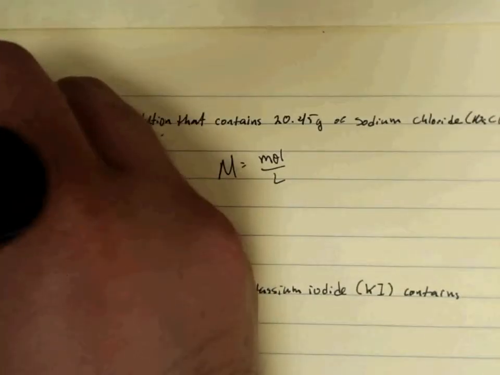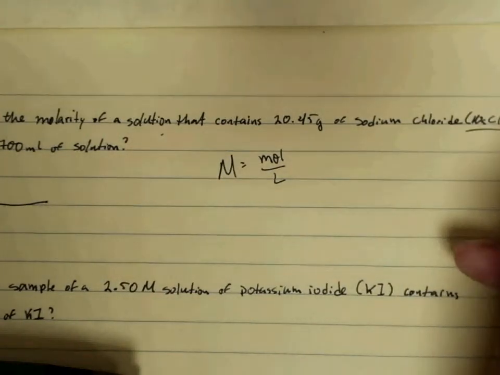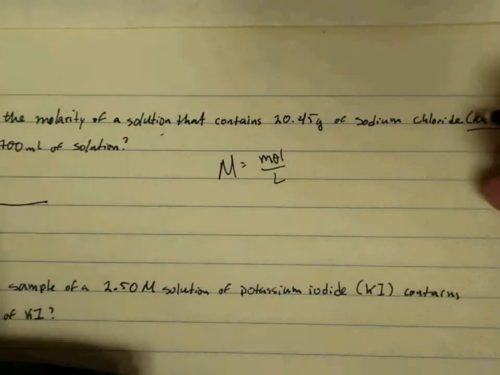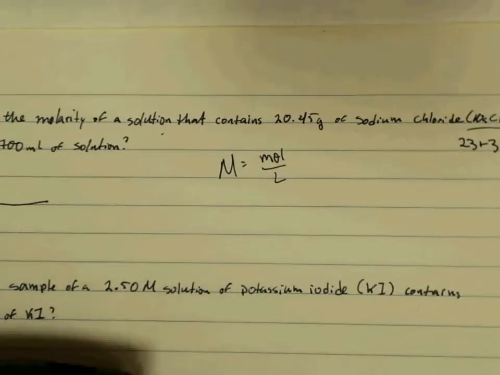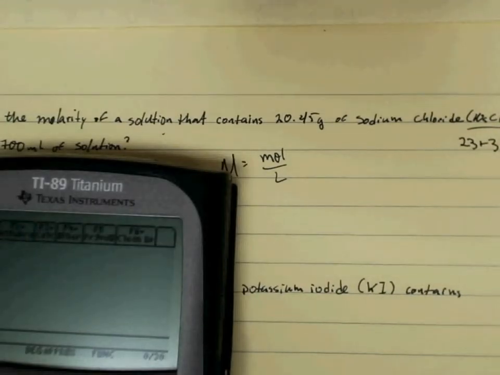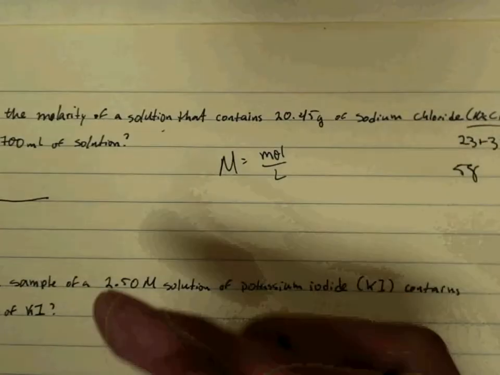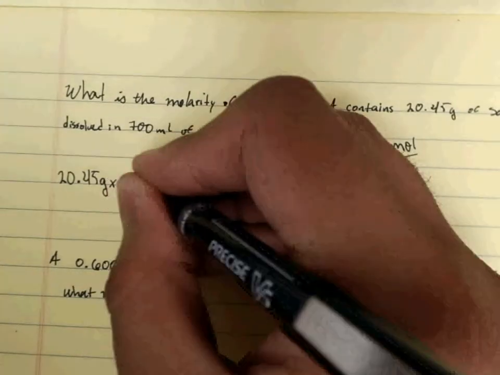I'm going to start off with my grams. I have 20.45 grams. Well, it's pretty easy because I know what my substance is. It's sodium chloride. So I can just find the molar mass of sodium chloride. I look at my periodic table and I look for sodium. Sodium is 23. And chlorine is 35. So 23 plus 35 equals 58. So I have a molar mass of 58. I'm going to put that at the bottom because it's 58 grams for every 1 mole.